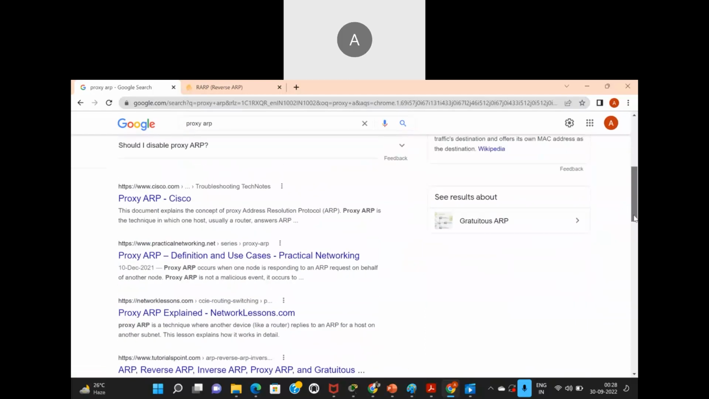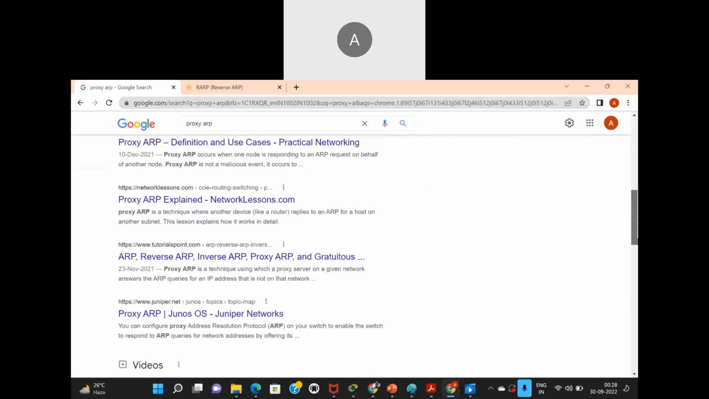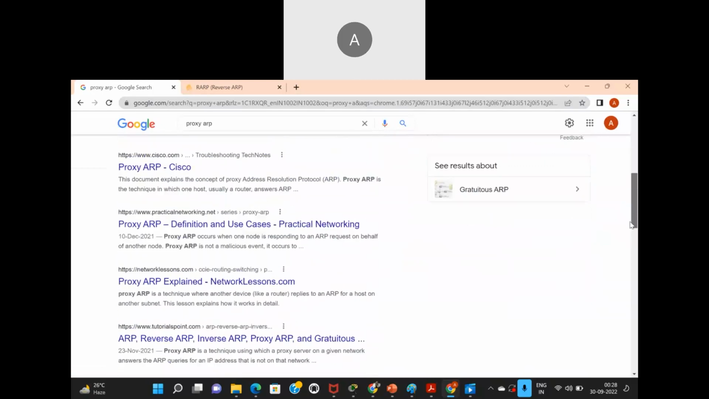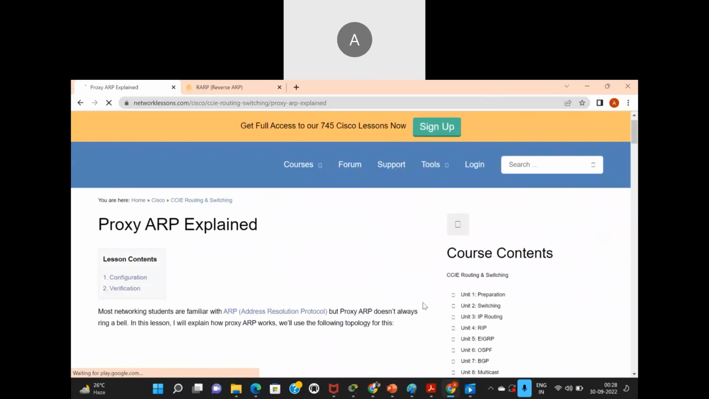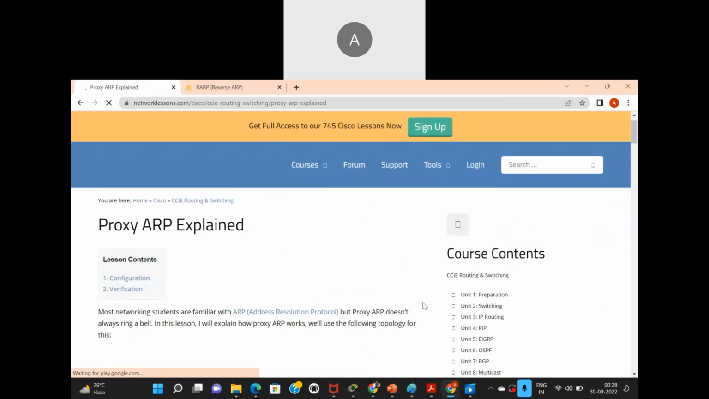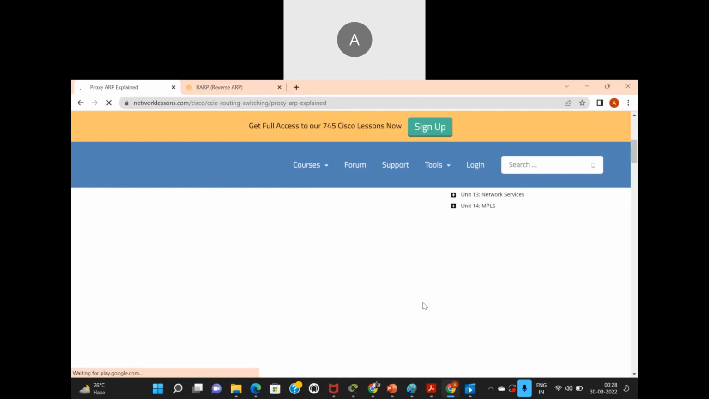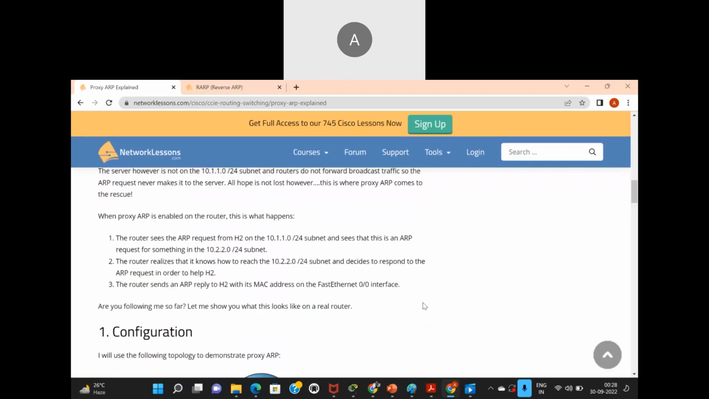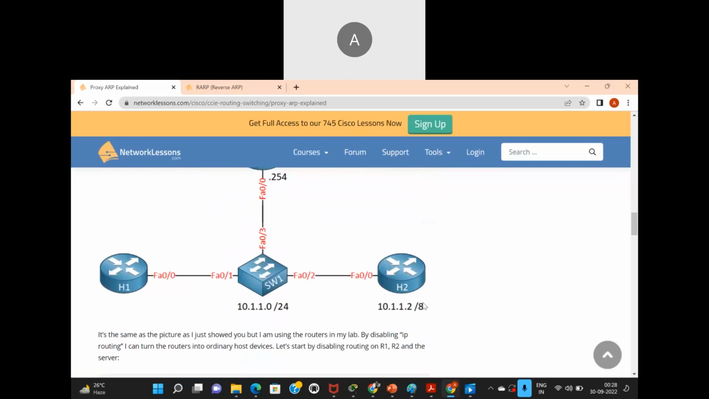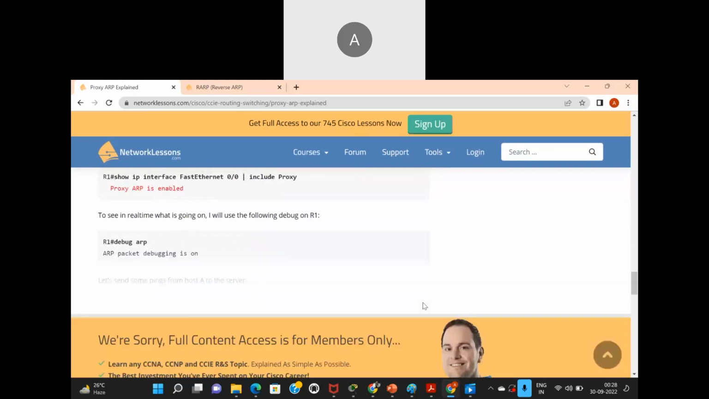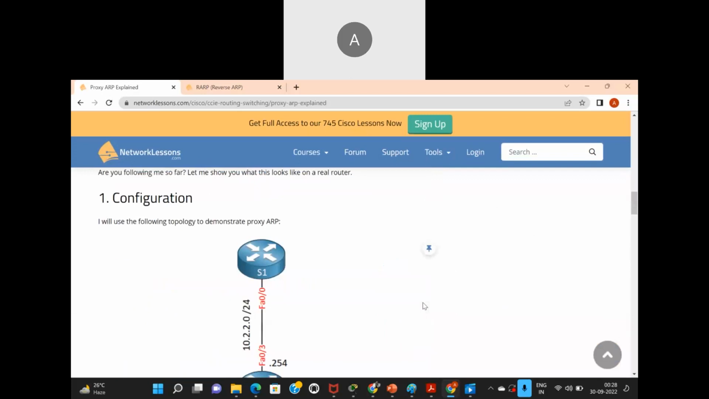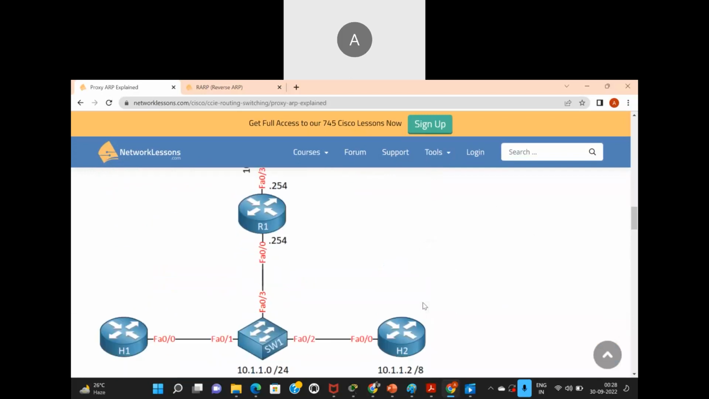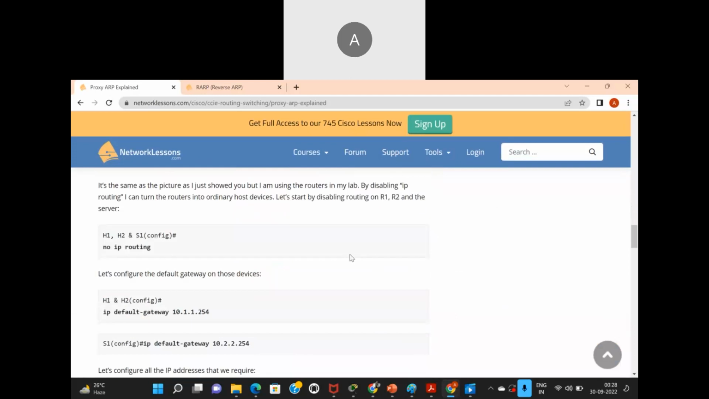Proxy ARP is something very similar. And we know that a broadcast cannot travel across a router, right? The router is going to block that packet, right? Yeah, so it is not going to let the packet go across the network.